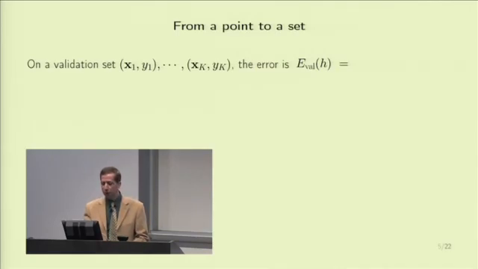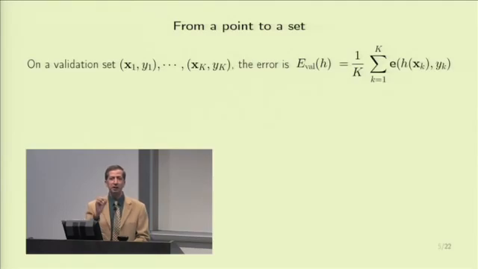And the form for it is what you expect it to be. You take the individual errors on the examples and you take the average, like you did with the training set. And this one is the validation error. The only difference is that this is done out of sample. These points were not used in training, and therefore you would expect that this would be a good estimate for the out-of-sample performance. Let's see if it is.